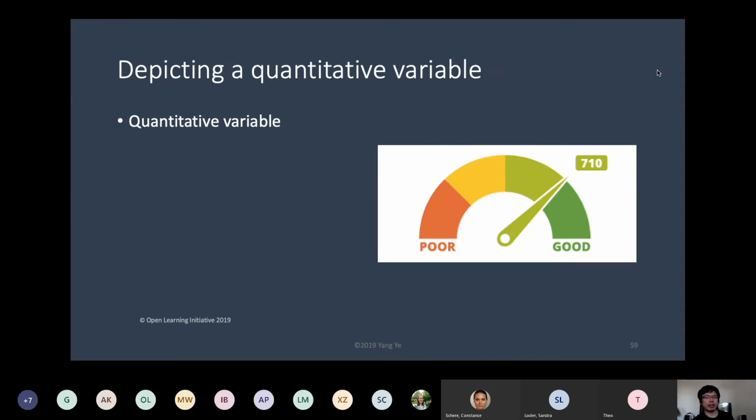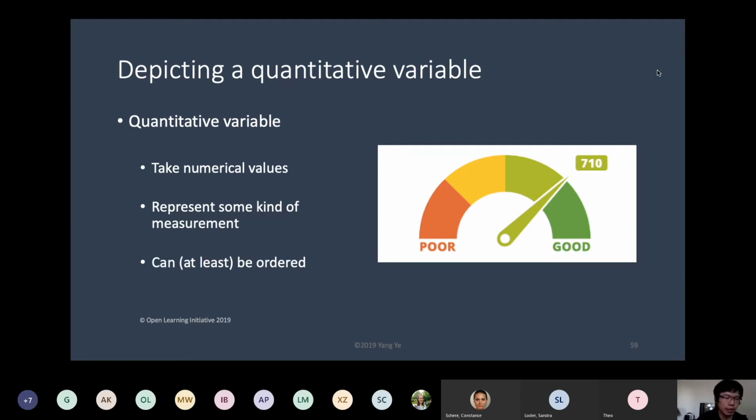Now, how about a quantitative variable? For the quantitative variable, it can take numerical values, and usually represents some kind of measurement. It can at least be ordered. It can do more, but for some variables, such as the questionnaire I did at the beginning, you can only order. You can say that those who scored a 7 are higher than those who scored a 4, but you cannot say that those who scored a 7 are twice as high as those who scored 3.5. That doesn't make sense anymore. So we'll get to the level of measurement a little bit later.